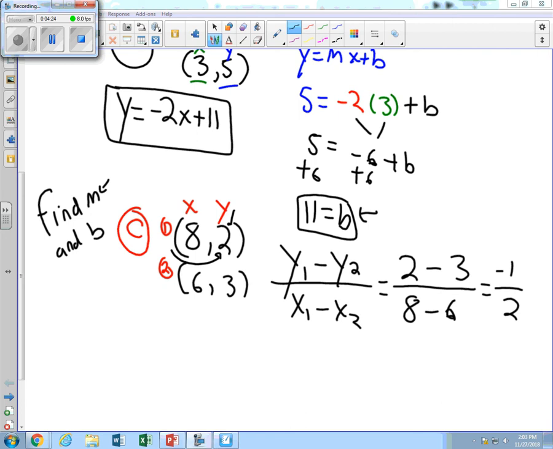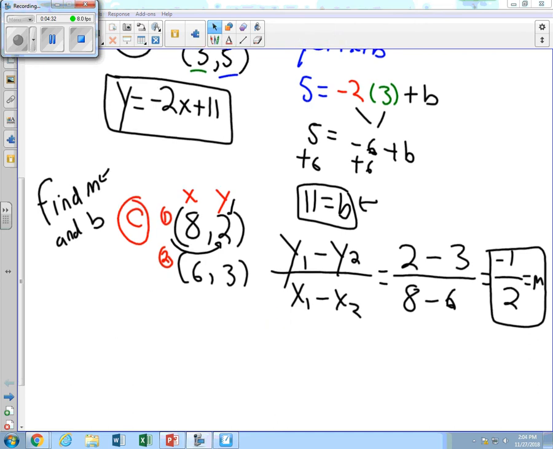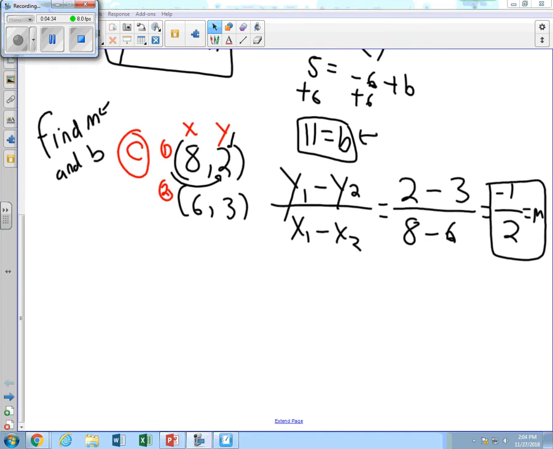So your slope is -1/2. Now we have the slope. We could use either point to graph. Since we have the slope, I'm just going to pick this one. There's no real reason why I picked that one. You'll get the same answer regardless of which one you pick, whether you pick (8, 2) or (6, 3). I'm going to do (8, 2).